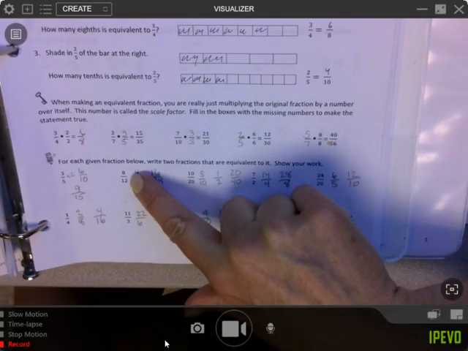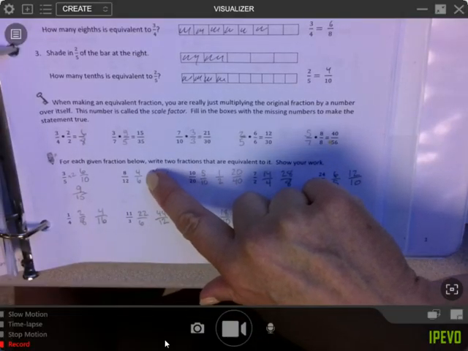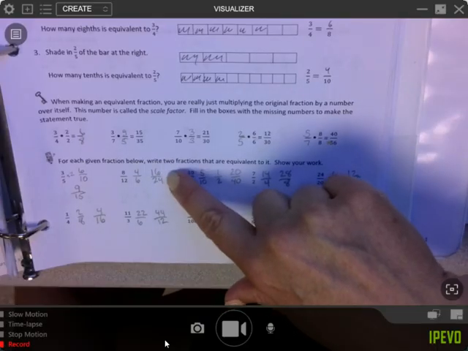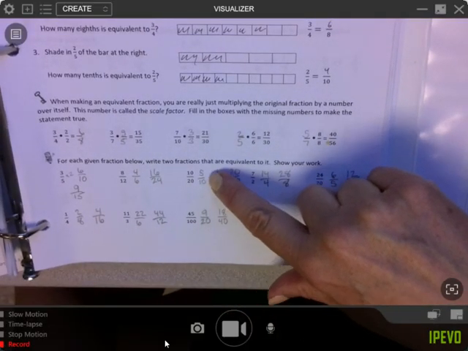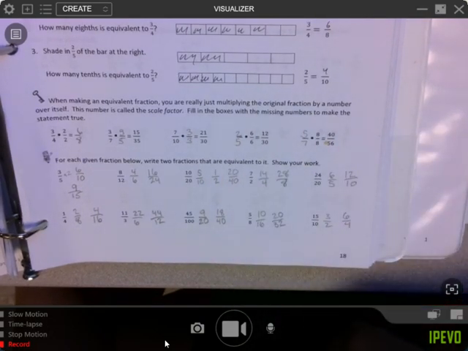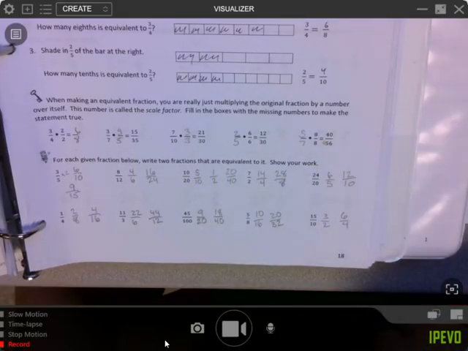I simplified 8/12. You can divide down. So I divided by 2 and got 4/6. And then I multiplied by 2 and got 16/24. For 10/20, I divided down and got 5/10. I divided down even more and got 1/2. I multiplied by the 2's and I got 20/40.